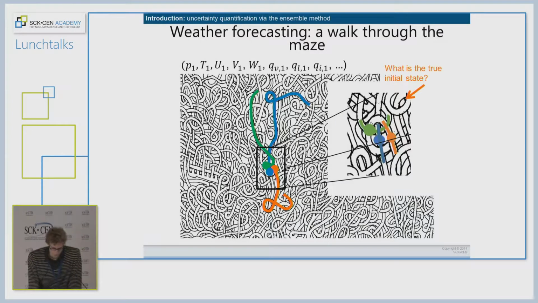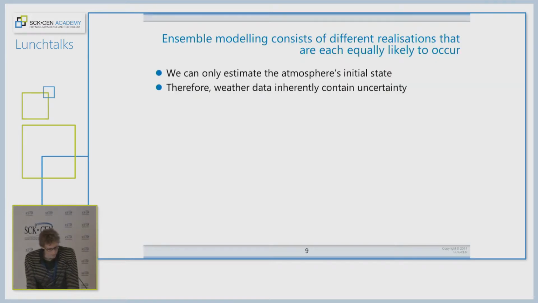So somehow we need to take into account this initial state uncertainty. Because if we know the initial state uncertainty, we might also know the uncertainty on our actual forecast after a couple of days. And that is why we use ensemble modeling to get this initial state uncertainty in a natural way. So basically, as I said, we can only estimate the atmosphere's initial state, and therefore weather data inherently contains a form of uncertainty.